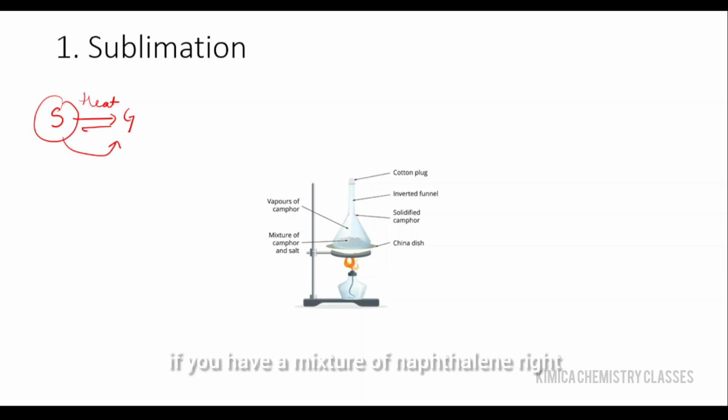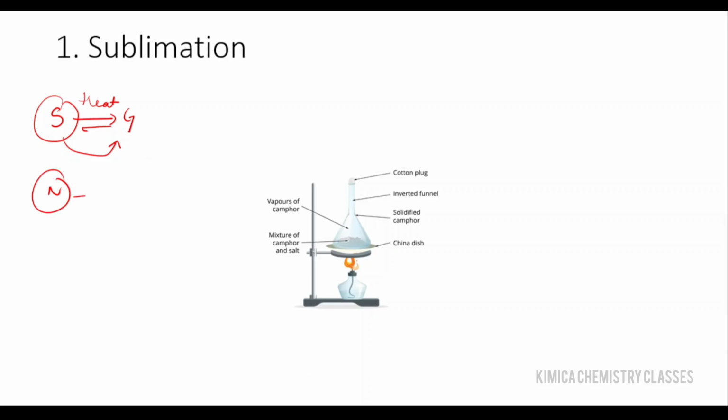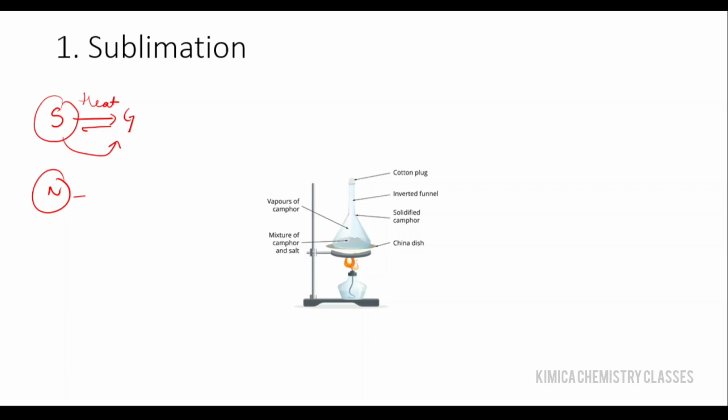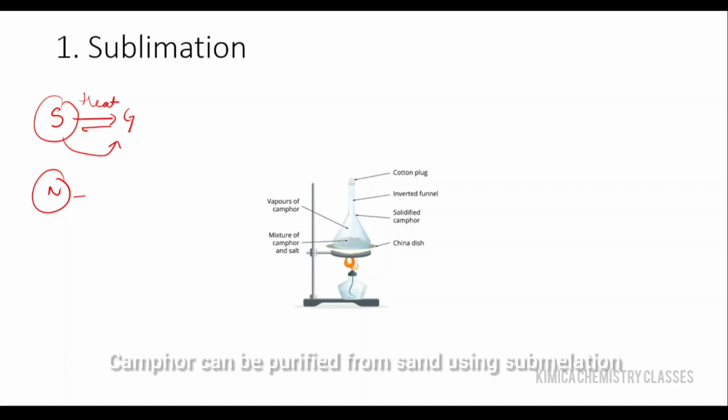For example, if you have a mixture of naphthalene and common salt, NaCl, naphthalene is sublimable and sodium chloride is non-sublimable. Heating the mixture gently will cause the naphthalene to sublime. The naphthalene vapors can then be cooled and collected as a pure solid, leaving the salt behind. This is sublimation. Similarly, we can take another example of camphor. Camphor can be purified from sand using sublimation.